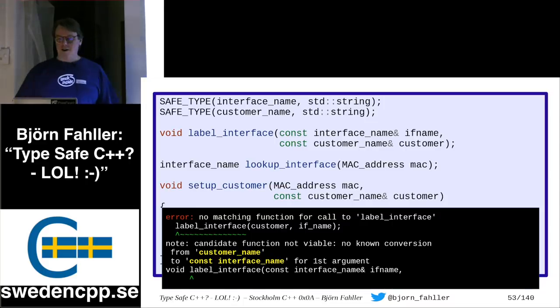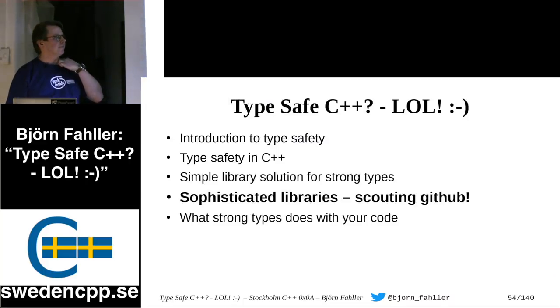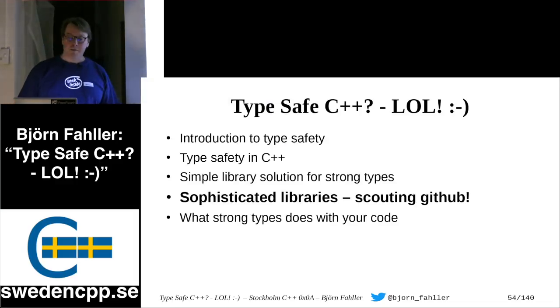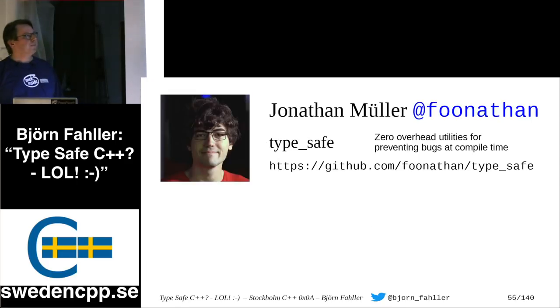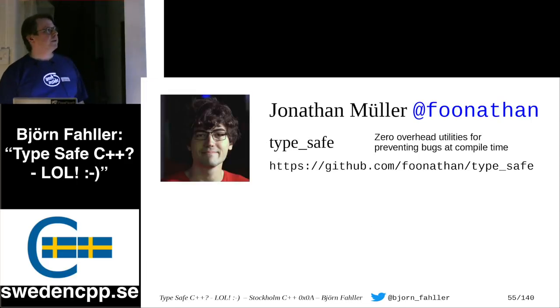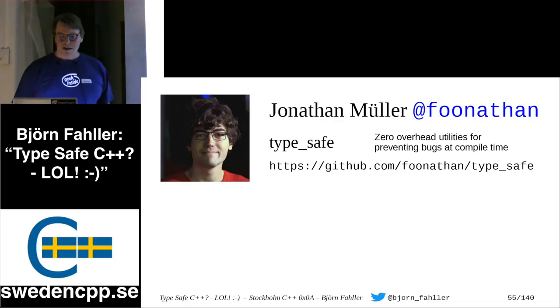So let's scout GitHub a little bit. There are many libraries that intend to solve this kind of problem. I'm not going through them all, but two specifically I will go through. This fellow turned up, Jonathan Miller, Foonathan on GitHub and Twitter and other places. He introduced a library called TypeSafe, which he markets as zero overhead utilities for preventing bugs at compile time. What's not to love?